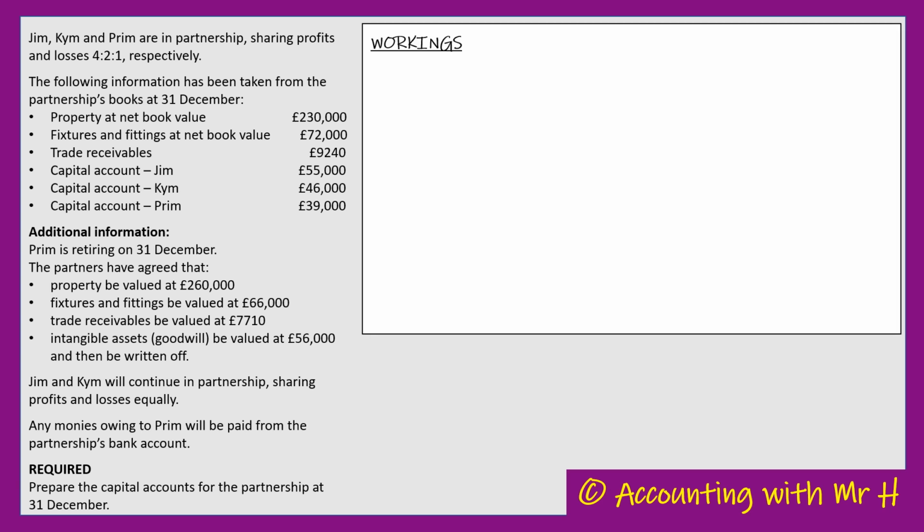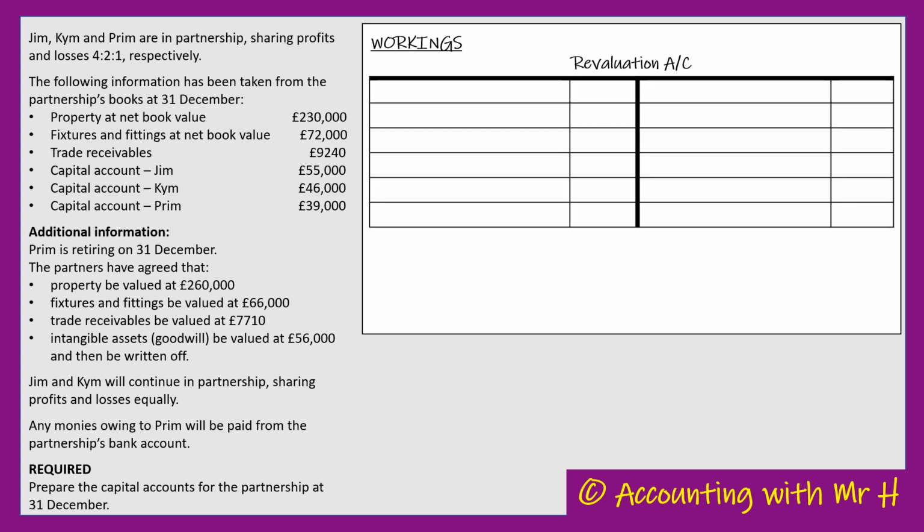Okay, here we go then with our workings. As I say, we're going to prepare something called a revaluation account. So there it is as our T account done. And the idea is we are looking at how the values of anything have changed between what it says in the books and what the partners have agreed when the partner is leaving, or in this case, retiring. So let's explain as we go along. Let's look at the property to begin with.